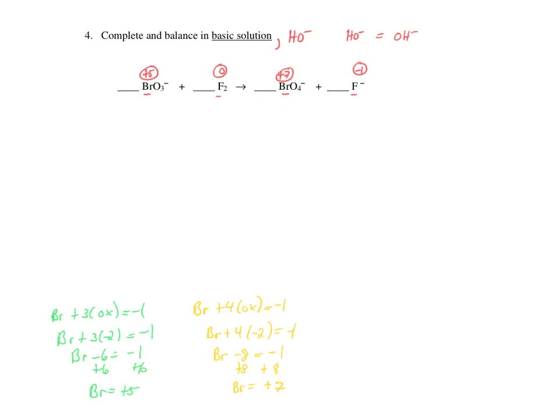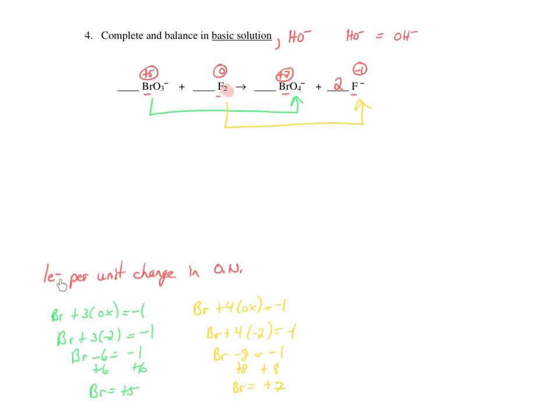Now, before we worry about electrons, we want to take note of the coefficient here on the 2. We need to balance those atoms that are changing oxidation number before we worry about electrons. So we have 2 fluorine atoms on the reactants. We need 2 fluorine atoms in the products. Now we can go on and worry about the electrons.